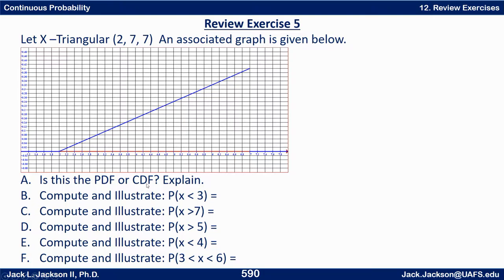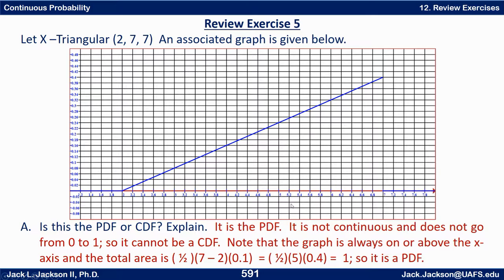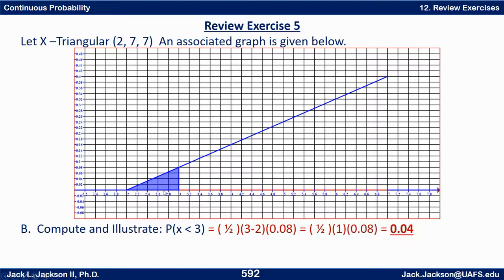Okay, so notice we have some probabilities that we're finding and illustrating. So what's the probability that x is less than 3? Here's 3 right here. So we want the probability to the left of that, which is the area to the left under the PDF graph. So we're just finding the area of a triangle, 1/2 base times height. The base goes from 2 to 3, so 3 minus 2 is 1, so that's the base. The height, here it is, is PDF of 3.